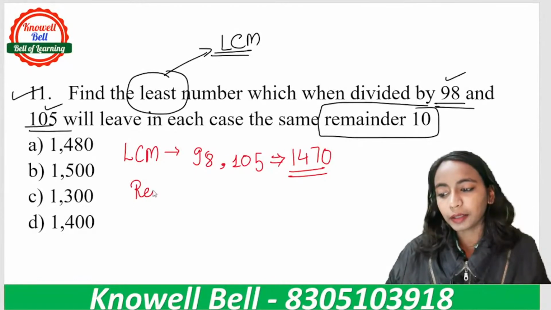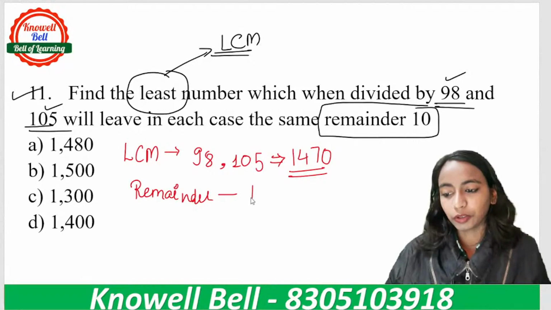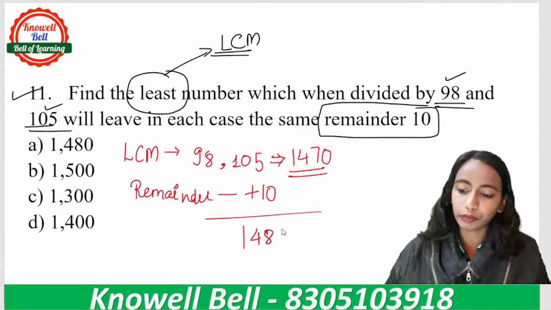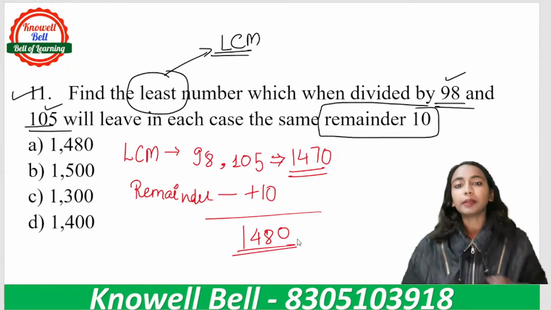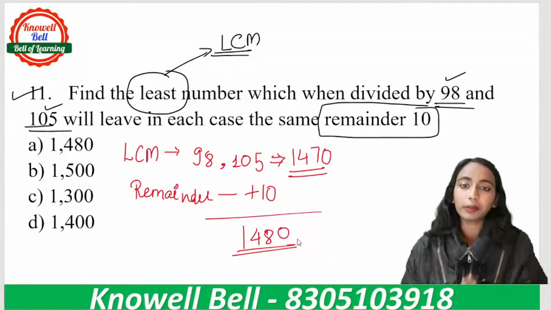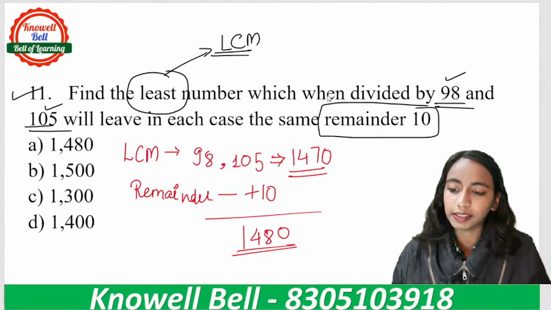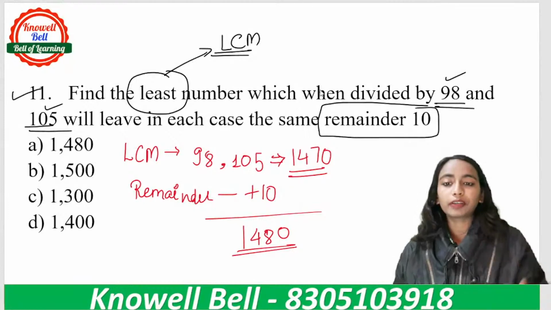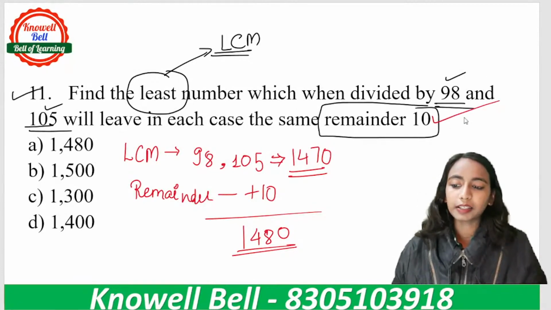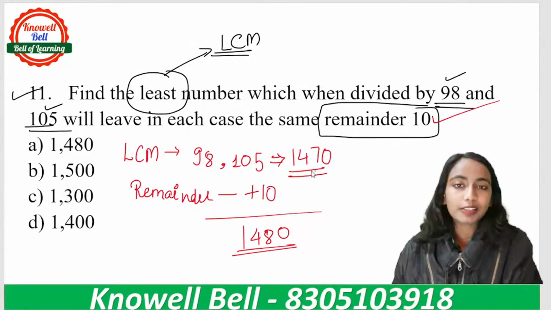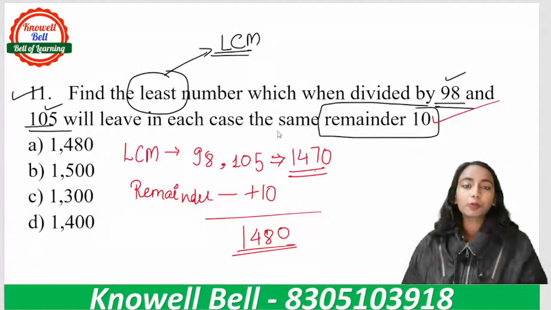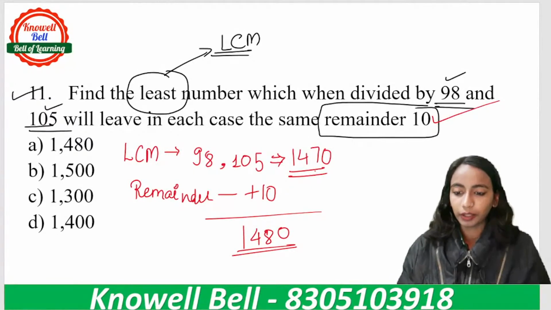Now what are we going to do? We will add the remainder to this. So we will do plus 10, and the answer will come out to be 1480. Why are we adding the remainder? Because we have to find the least number which when divided by 98 and by 105 will leave 10 as the remainder. When we divide 1470, the LCM, by 98 and 105, it leaves no remainder. So we add 10 to it, so it will leave a remainder of 10.